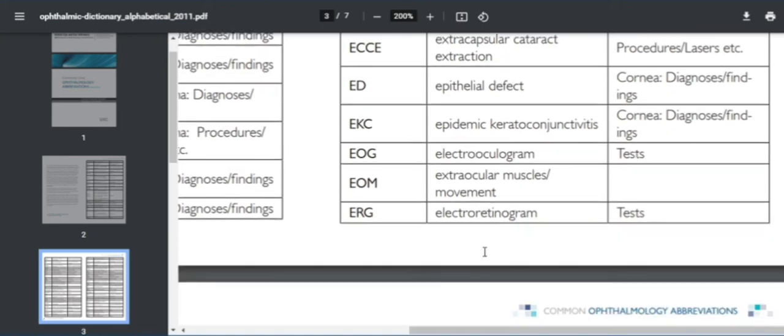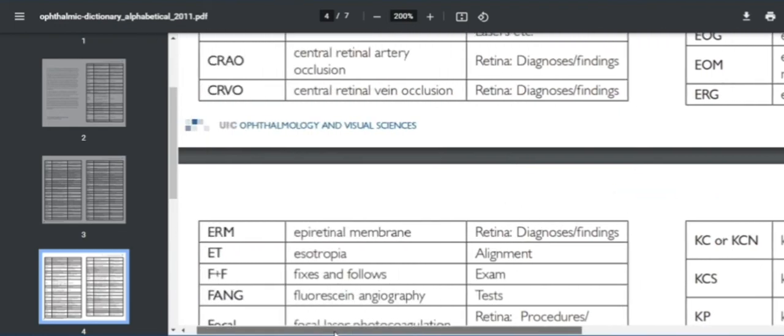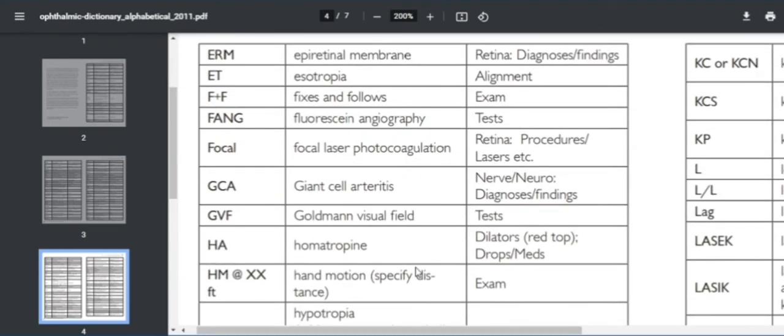EOG, electro-oculogram. I think it's a test, but I don't know much about it. EOM, extraocular muscle. ERG, electroretinogram. And here ERM, epiretinal membrane. ERM is seen in retinal cases where there is ERM formation on the innermost layer. By performing OCT, you can easily find out whether ERM is there or not. ET is esotropia.